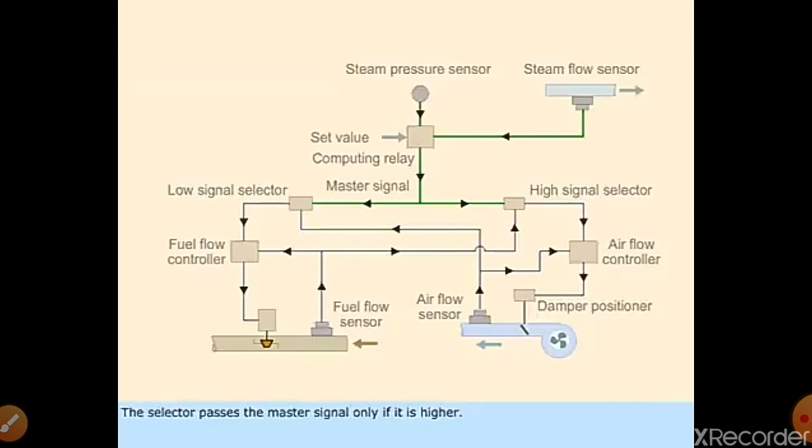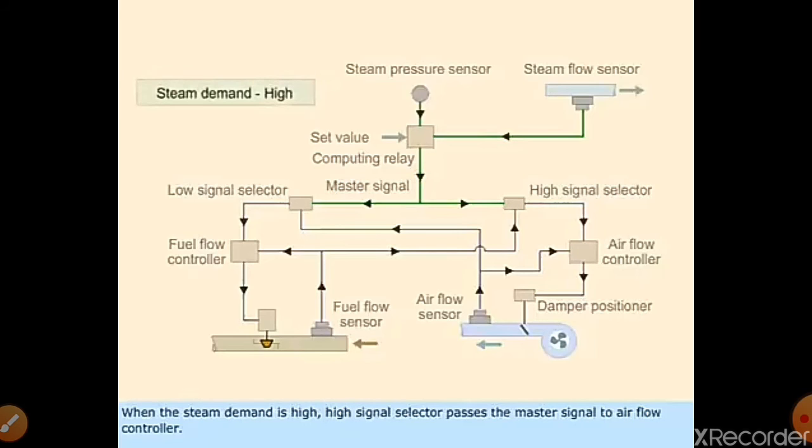So when the steam demand is high, the high signal selector passes the master signal to the airflow controller. The airflow controller then gives the signal to the damper positioner. By adjusting the damper position, it controls the airflow. As the damper opens and the airflow increases, the airflow sensor transmits the signal to the low signal selector and the airflow controller.